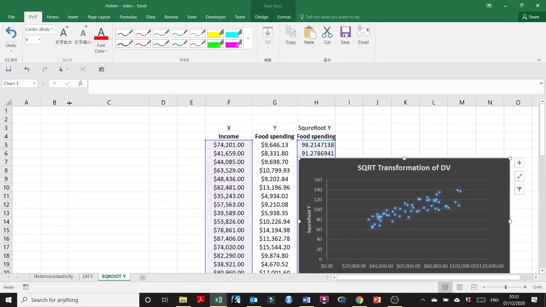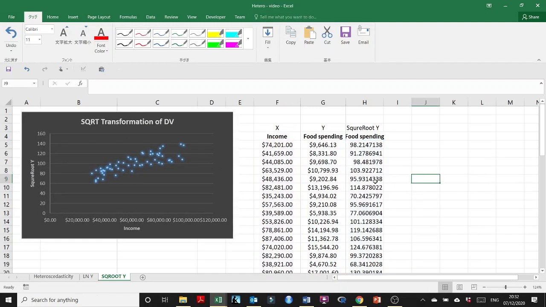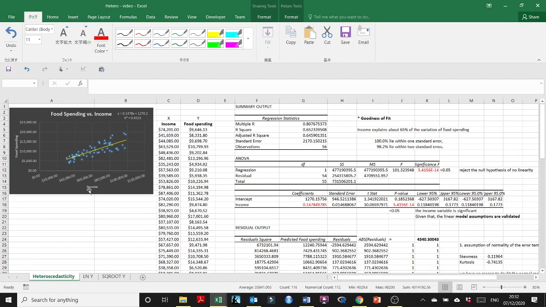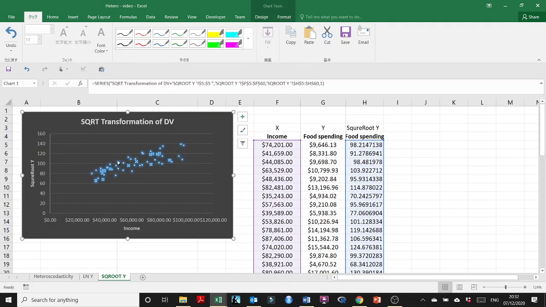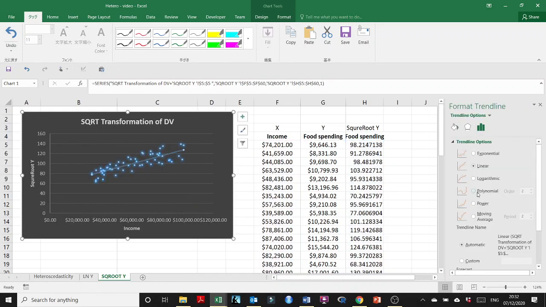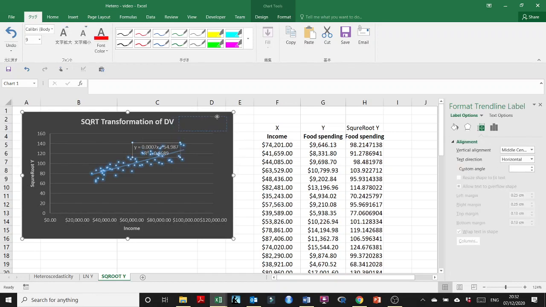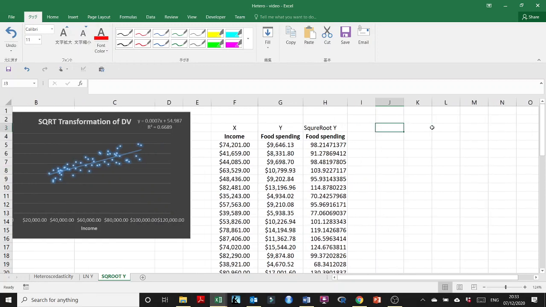Okay, wait a minute. Let's expand this. And here we go. Very good. So look at this compared to this. This is the original with no transformation, and this is with the square root transformation. Let's add a trend line and take a look roughly at the measures. Over here we have r squared being 0.668, and this is the best linear model. However, let's check whether heteroscedasticity is gone or not.